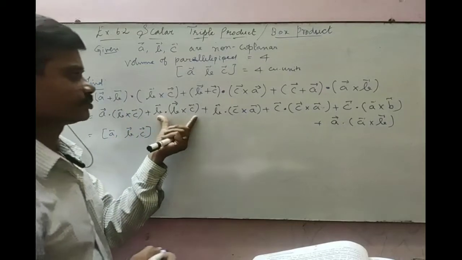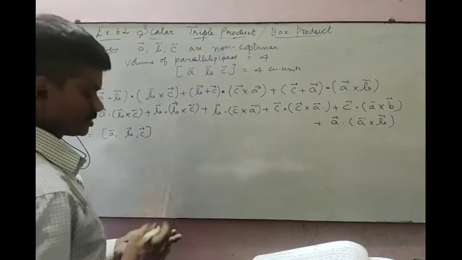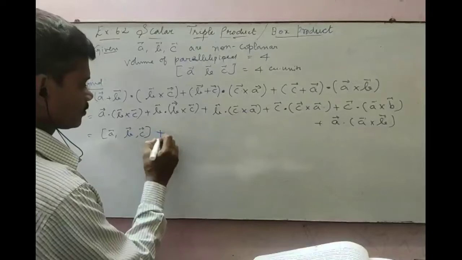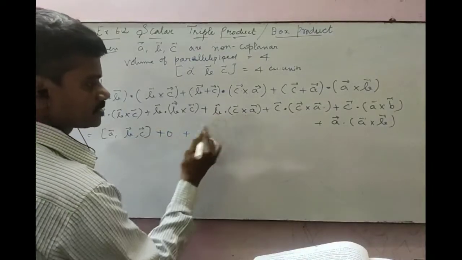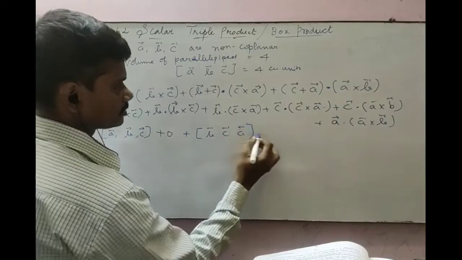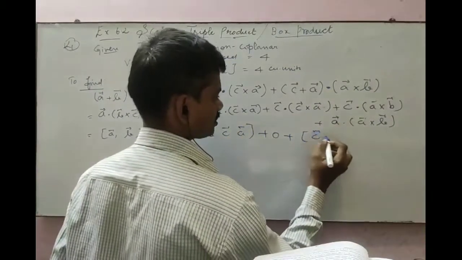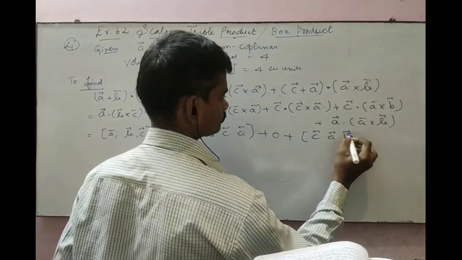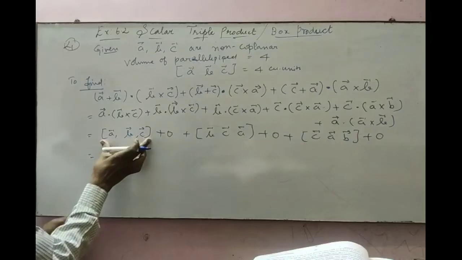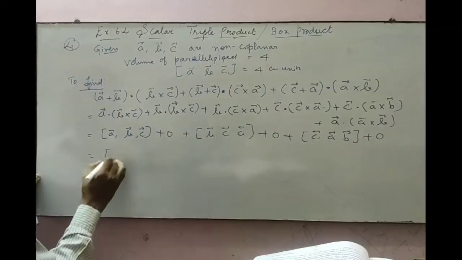The answer is 0 because B, B, C has two same vectors, as we said in a property. So this answer is 0. Here this is not 0. You can write this as box product of B, C, A. Here this is 0. Here you can write this as C, A, B. Then the last one is also 0. So ABC, BCA and CAB, all these three are equal.